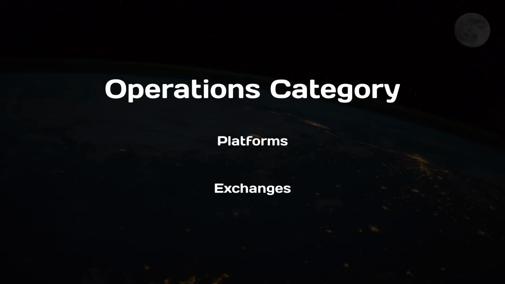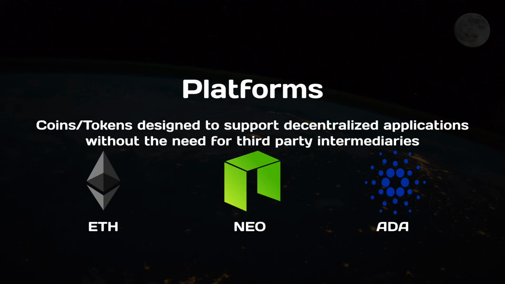So the next category we're going to talk about is the operations category. This is going to be split into two subcategories. The first is platforms. As you can see here on the screen, here are a few of the different cryptocurrencies I would categorize as a platform. Ethereum and Cardano are probably going to be the more famous or most notable here. Coins and tokens in the platform category support decentralized applications with the intended purpose of eliminating intermediaries. There are also smart contracts that are designed so other tokens can then utilize their mainnet through these smart contracts and generate their own intended use cases and purposes.